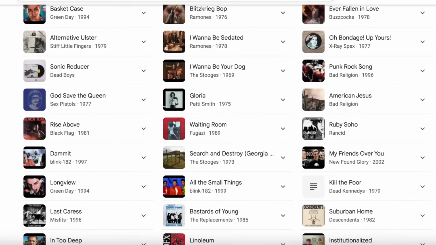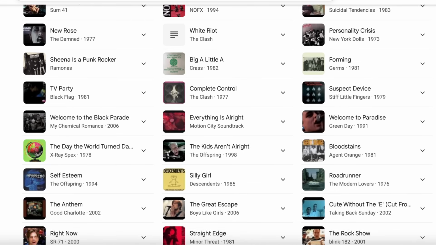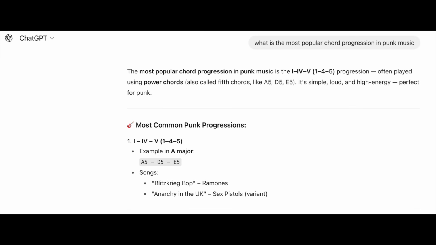So taking this concept, I gave ChatGPT a list of hundreds of the most popular punk rock songs of all time, and I asked it to figure out the chord progression of each. Then I asked it to compile, using that numbering system, the most popular progression. And surprising absolutely no one, the most popular chord progression was the 1-4-5. The Ramones use it a ton. Again, it's the chord progression for Blitzkrieg Bop.